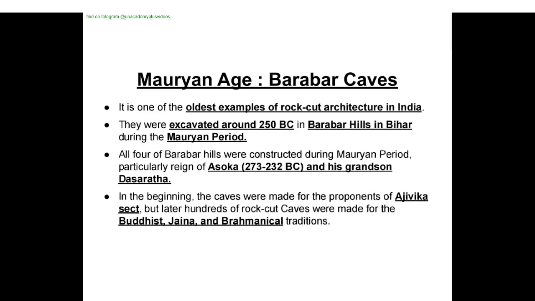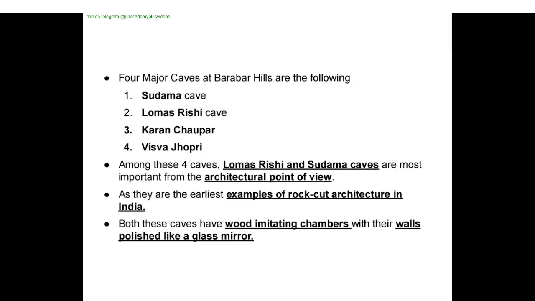In the beginning, the caves were made for the proponents of the Ajivika sect, but later hundreds of rock-cut caves were made for the Buddhist, Jaina and the Brahminical traditions. Four major caves at Barabar Hills are the following: Sudama Cave, Lomas Rishi Cave, Karan Chopar and Visva Jhopri. Among these four caves, Lomas Rishi and the Sudama caves are most important from the architectural point of view.